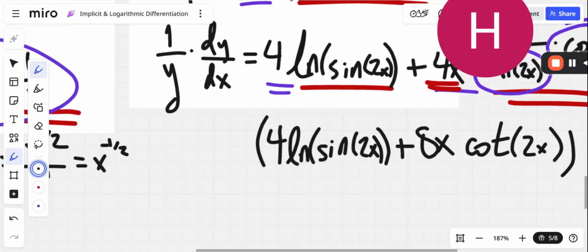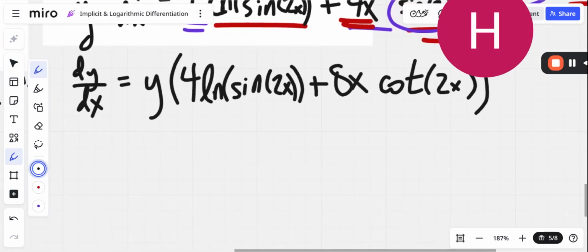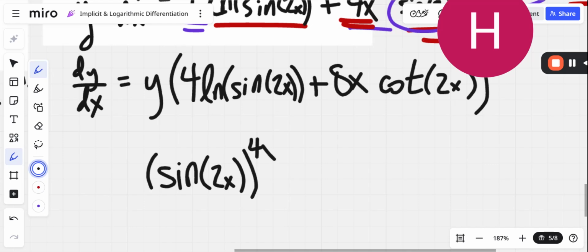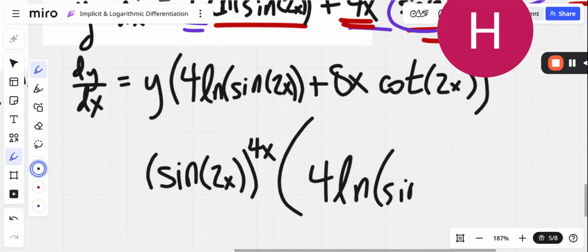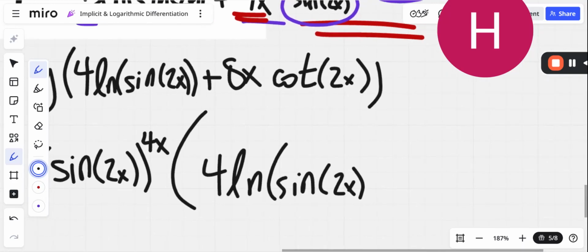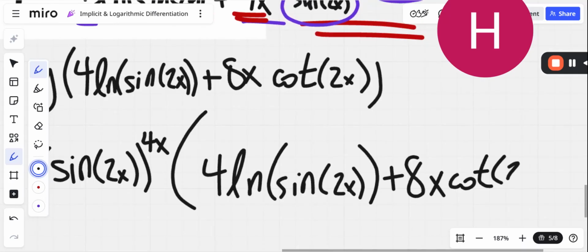So if we multiply this whole thing by y, we get our dy dx. And yes, you do have to put that back. You have to put in sine of 2x to the 4x times this whole thing. 4 ln of sine of 2x plus 8x cotan 2x. It's a bit hefty, but that is the final answer.